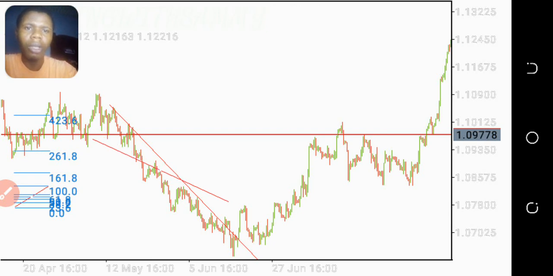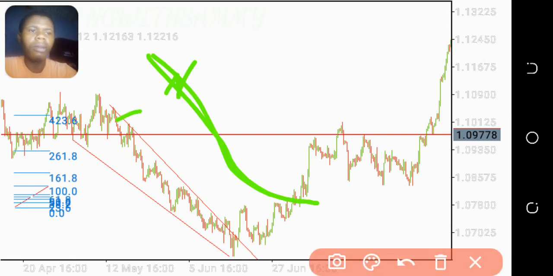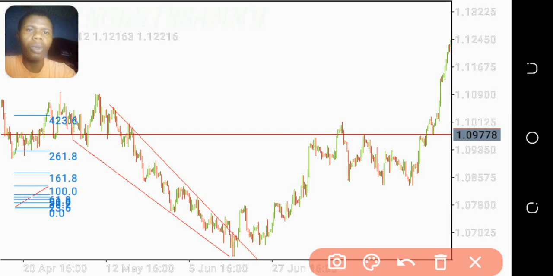Okay, let me just draw it like this so it will be more clearer. Okay, let's just take it like that. Now this phase, now price is giving us what? It's giving us lower high, lower low, lower high, lower low, lower high, lower low, lower high. So some folks are busy here selling, so money is resting all here.